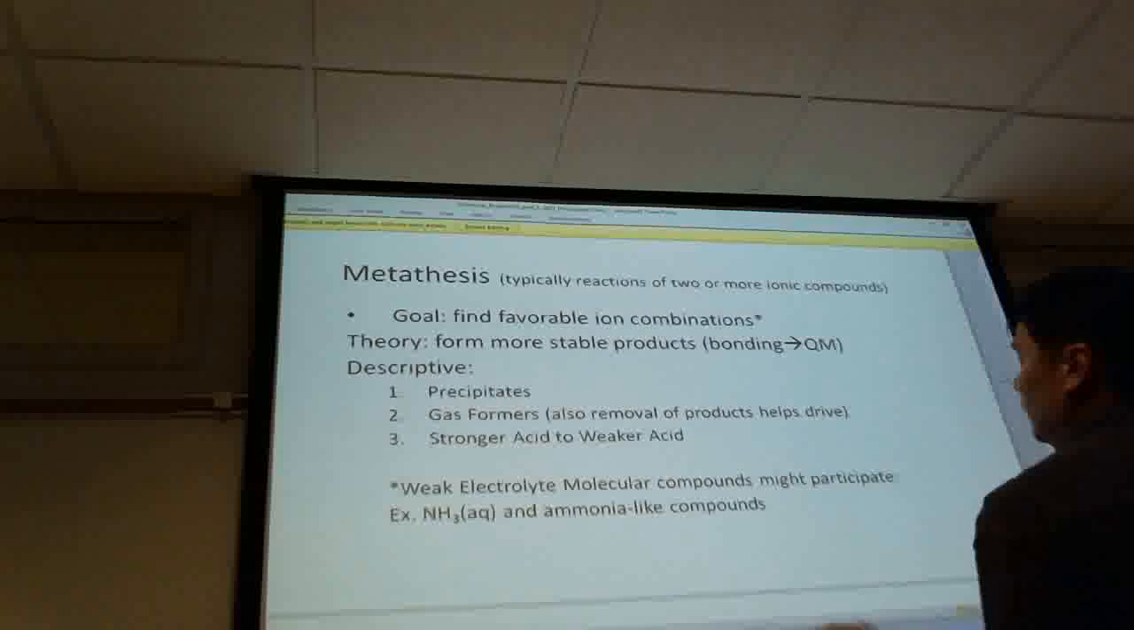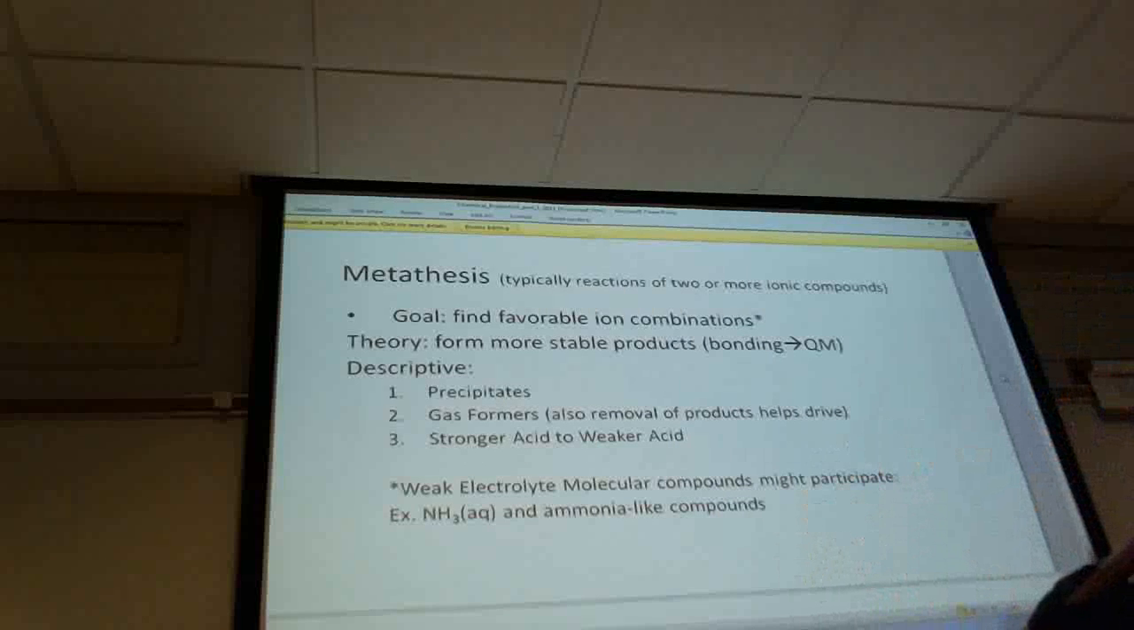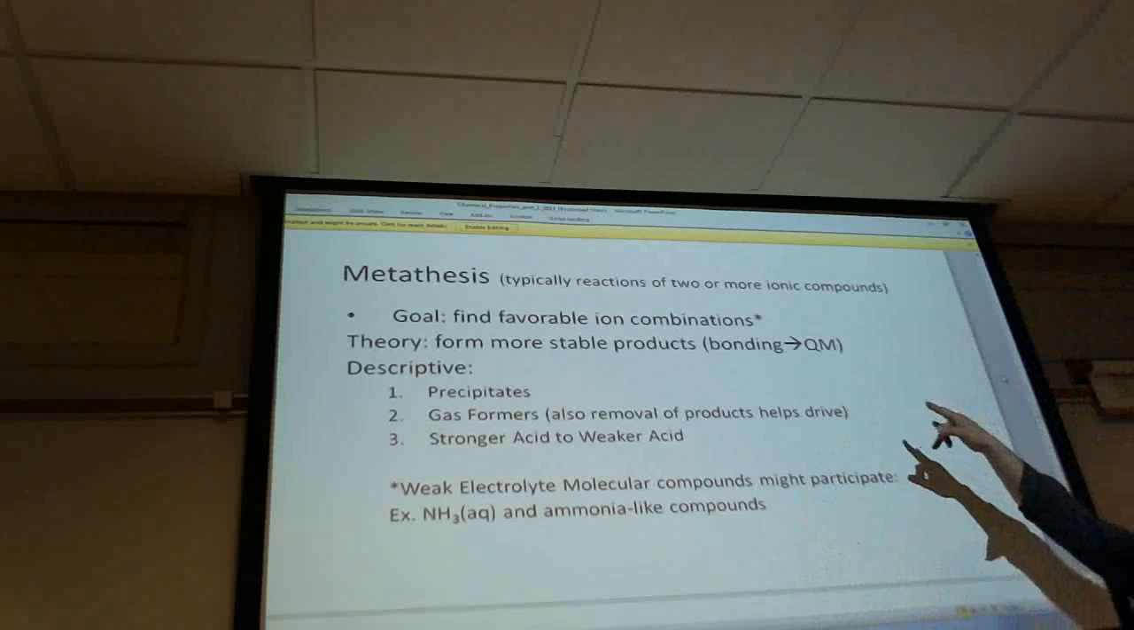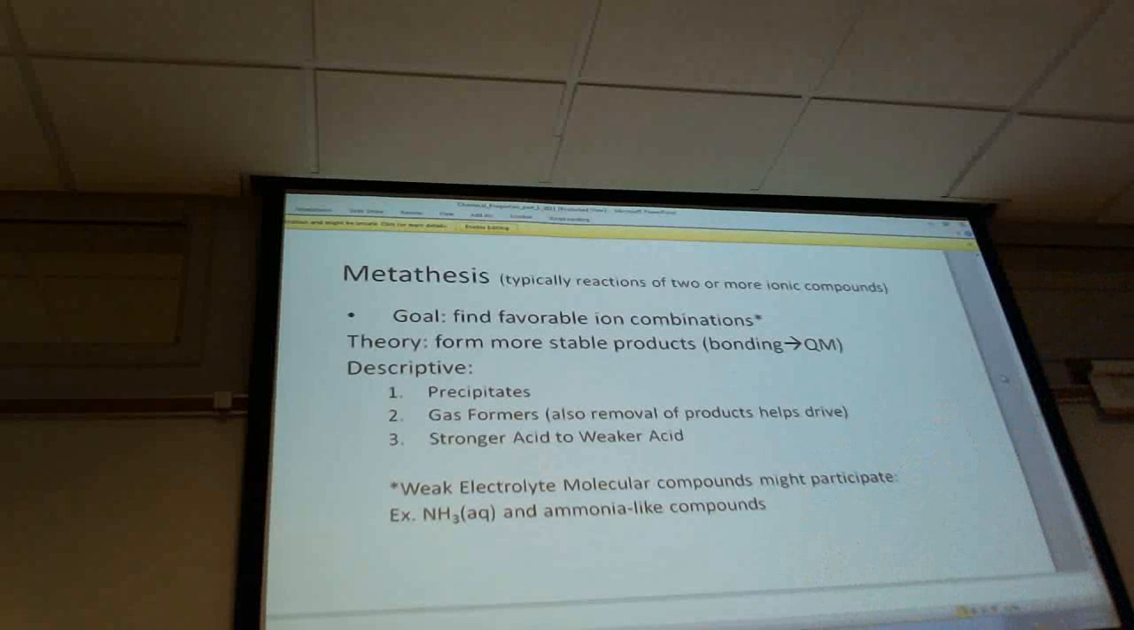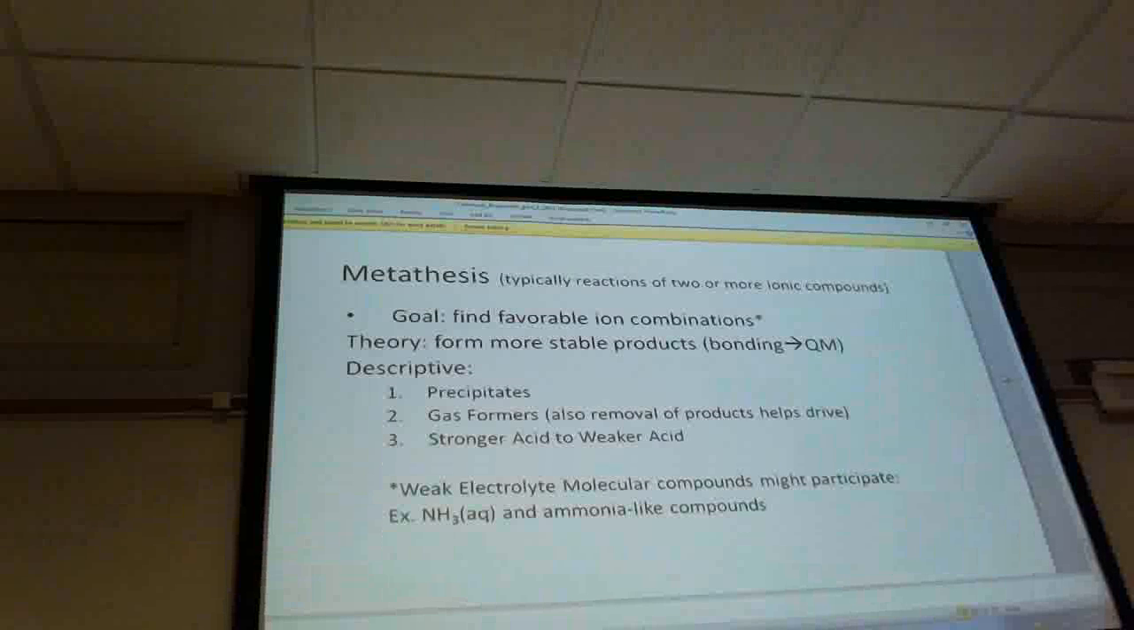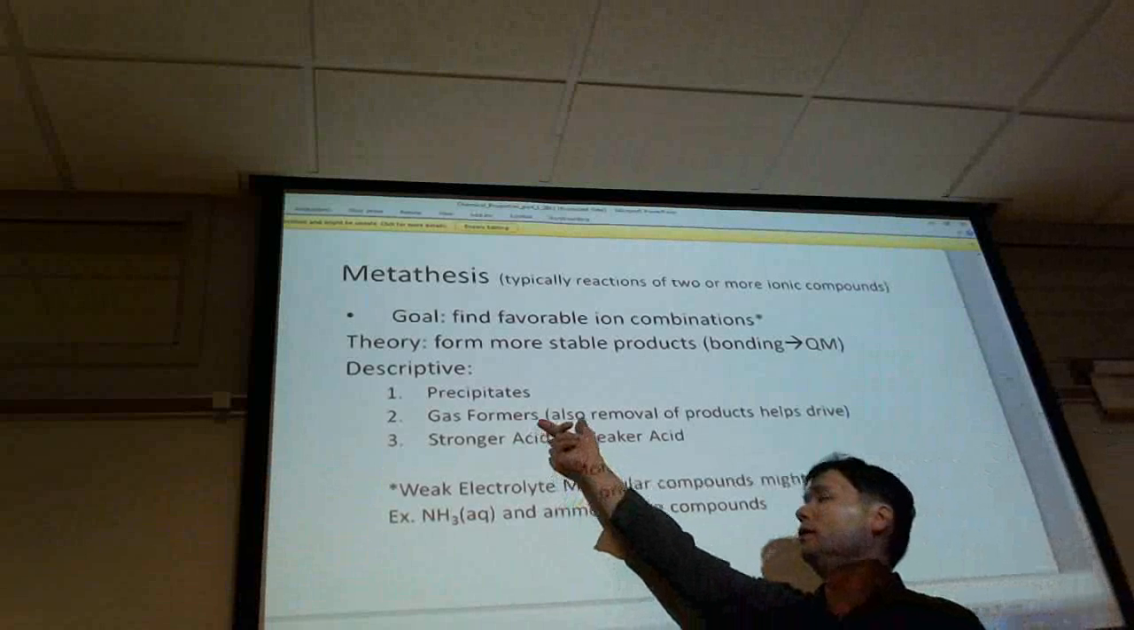All right, so we'll look at metathesis reactions here. Usually you're looking at two or more ionic compounds or just ions, and the goal is to find favorable ion combinations. The way we determine what a favorable ion combination is, is by looking at what precipitates.